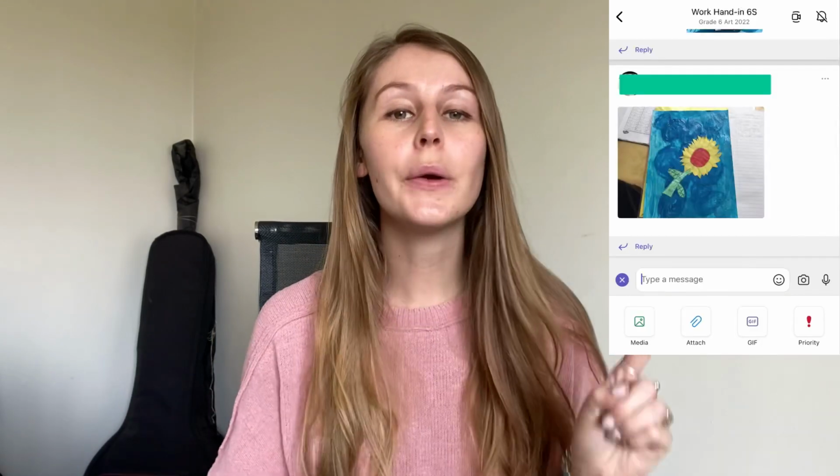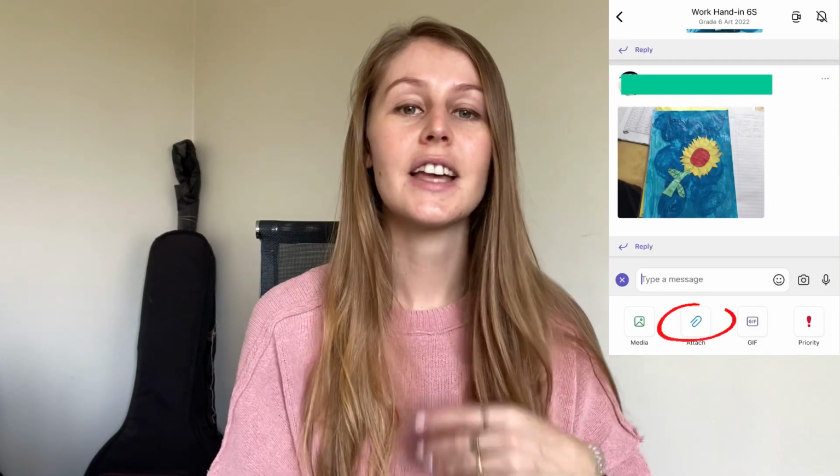Please remember that your Van Gogh sunflowers are due today. Please hand them into the work hand-in channel and not post them into files. If they go into files, they get lost. I can't find them and I can't mark them there. So please make sure you post them into your work hand-in channels, and let's get into the lesson now.